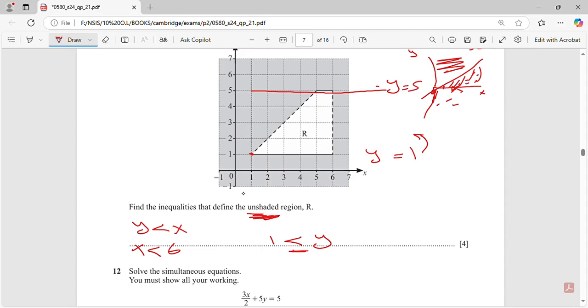Now here, this is the line y equals 5, but I unshaded the part below y equals 5, so it would be y smaller than or equal to 5. So as I told you, it's 4 lines, but I can combine the 2 lines here because they belong to y only, so it would be y greater than 1 and smaller than or equal to 5. Okay?